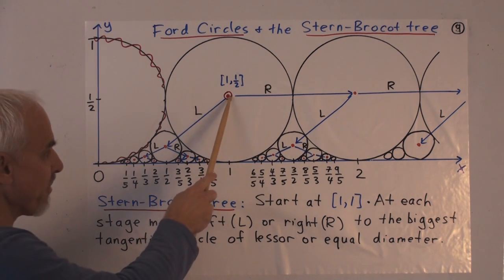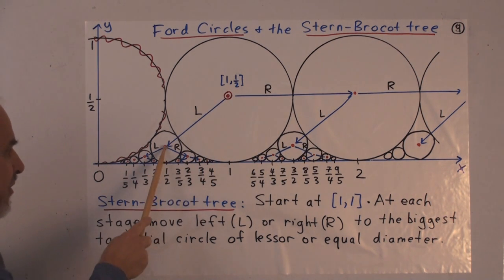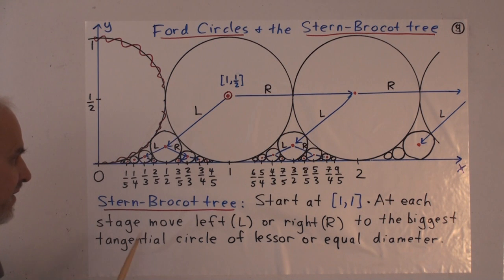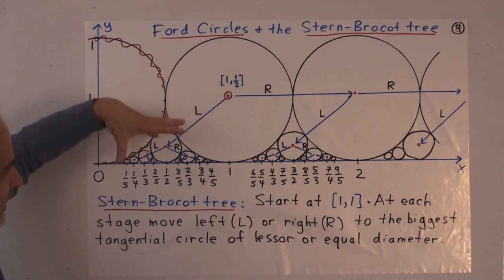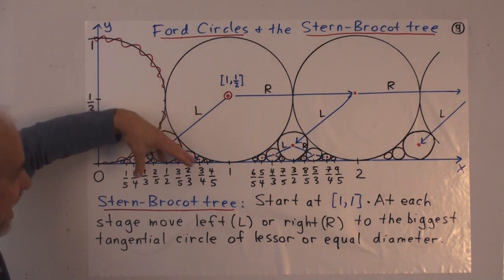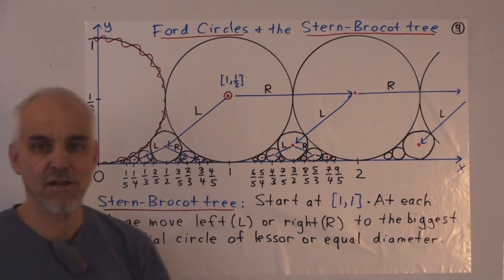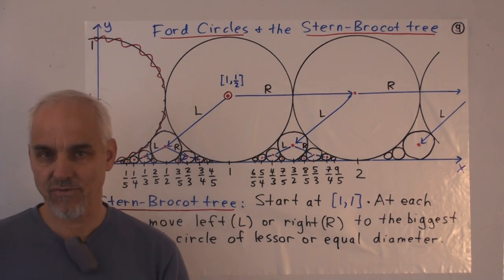So this is really the number 1. This is the number half because it's above a half. Over here is 2/3. Over here is 1/3. Here is 1/4, 2/5, and so on. So the Stern-Brocot tree is very nicely contained in these Ford circles.